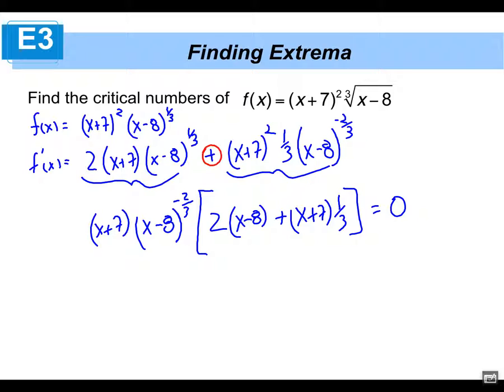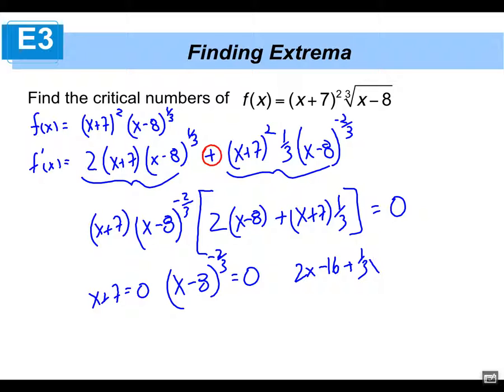Okay. Two things multiply together to give you 0. What do you know about each of the two things? One of them has to equal 0. Three things multiply together to equal 0. What does that tell you about the three things? One has to equal 0. We don't know which one, so then we go and say x plus 7 is equal to 0. X minus 8 raised to the negative 2/3 is equal to 0. And that monster, 2x minus 16 plus 1/3 x plus 7/3 is equal to 0.